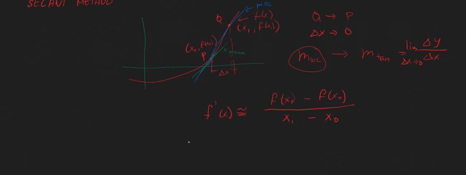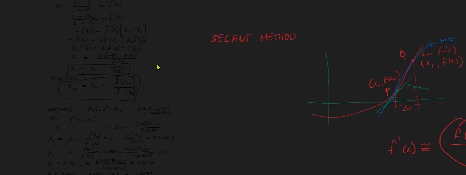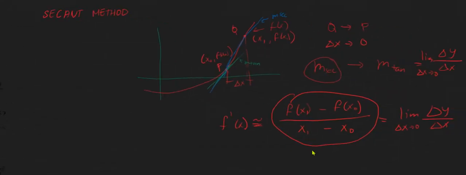Instead of this one, we actually used delta y over delta x as delta x approaches 0. But this time we will be using this one. So if we remember our formula in the Newton-Raphson, xn plus 1 equals xn minus f of xn divided by f prime of xn. What we will do is we just change that f prime of xn into this one.